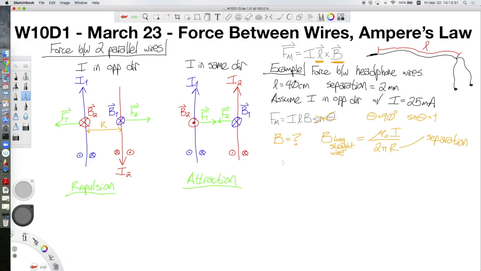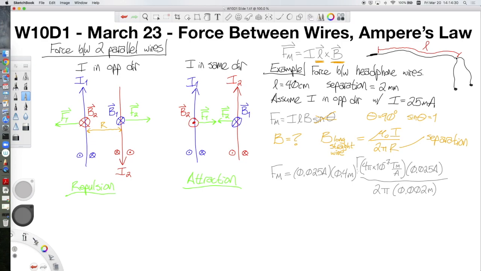Plugging this all in, we can see that the magnetic force on one of the wires will be the current, which is 0.025 amps, times the length, which is 0.4 meters, times the magnetic field from the long, straight other wire, which is mu naught, 4 pi times 10 to the negative 7th Tesla meter per amp, times the current, this time in the other wire, which is the same as we've assumed in this problem, divided by 2 pi times the separation, which is 2 millimeters or 0.002 meters.